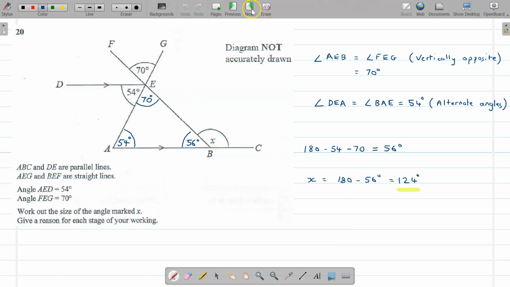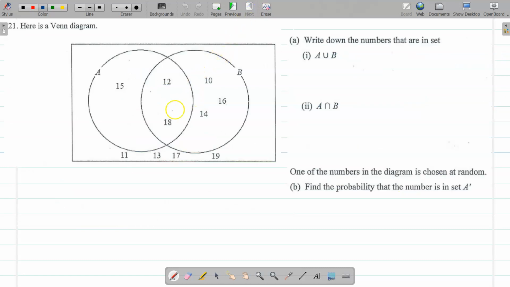Okay, next question, and the last question on the paper. Venn diagram. We've got two sets, A and B, and we've got to write down the numbers that are in the set A union B, the union of sets A and B. In other words, the numbers that are in set A or in set B, in any of them. So that's all of the numbers inside the circles.